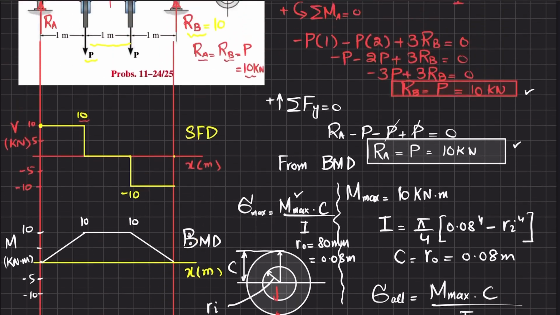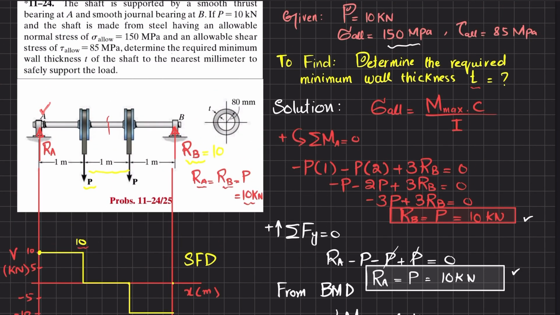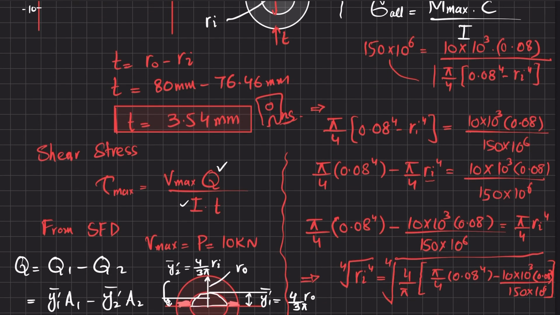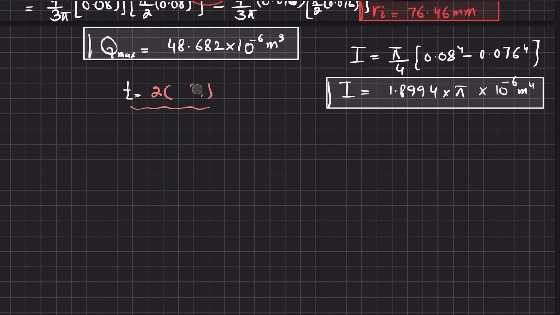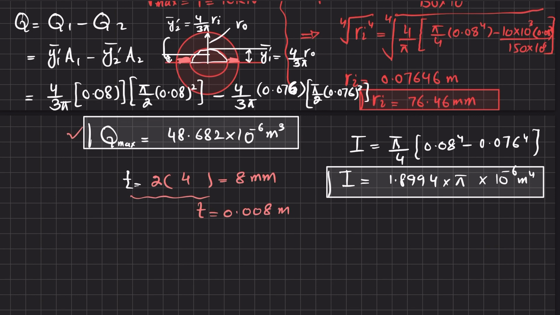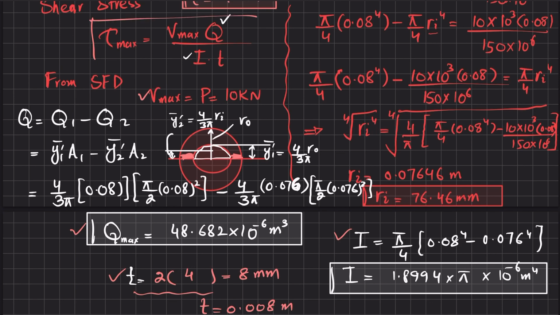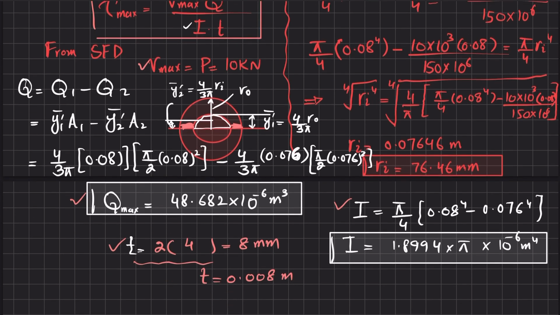Now in the given question, it is asked to determine the minimum wall thickness to the nearest millimeter. So we will take T equal to 4 millimeter. Clear? This will be the answer. So here we have taken T equal to 4. We will take 2 into 4, which is equal to 8 millimeter, and this thickness will be equal to 0.008 meter. Now you have this value, you have maximum shear force, so put it in this formula and you will get the maximum shearing stress.